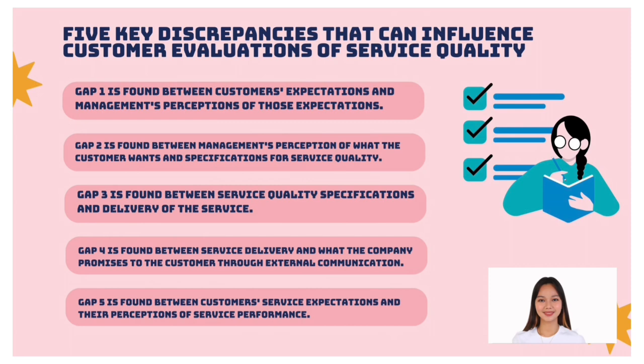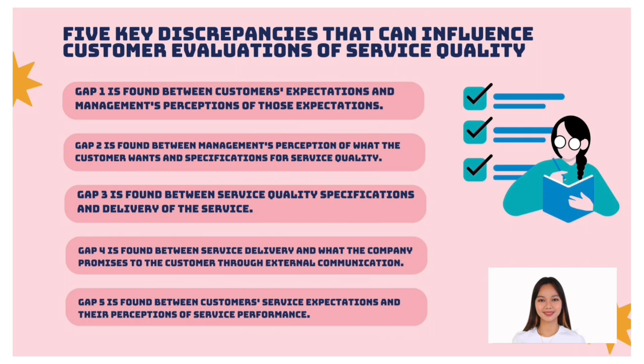Gap 1 is found between customers' expectations and management perception of those expectations. So, this is the difference between what customers expect and what management thinks they expect. Gap 2 is found between management perception of what the customer wants and the specification for service quality. So, this is the gap between management's understanding of customer needs and how the service is actually designed. For example, management knows that speed matters, but the system is set up to prioritize detailed explanation instead.